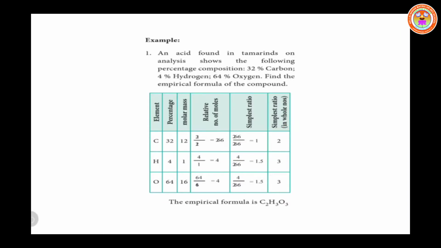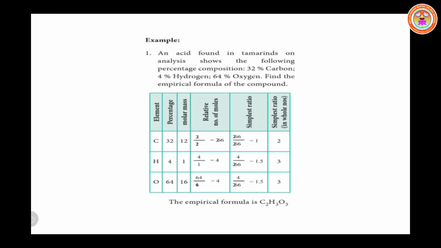So in the first column we write the elements, second column the percentage of the elements, third column the atomic mass, fourth column the relative number of moles, fifth column the simplest ratio, and sixth column the simplest ratio in whole numbers. If the simplest ratio calculated in the fifth column is not a whole number, if it is in fraction, it should be converted to a whole number and written in the last column. Understand? In this sum, the elements are carbon, hydrogen and oxygen.